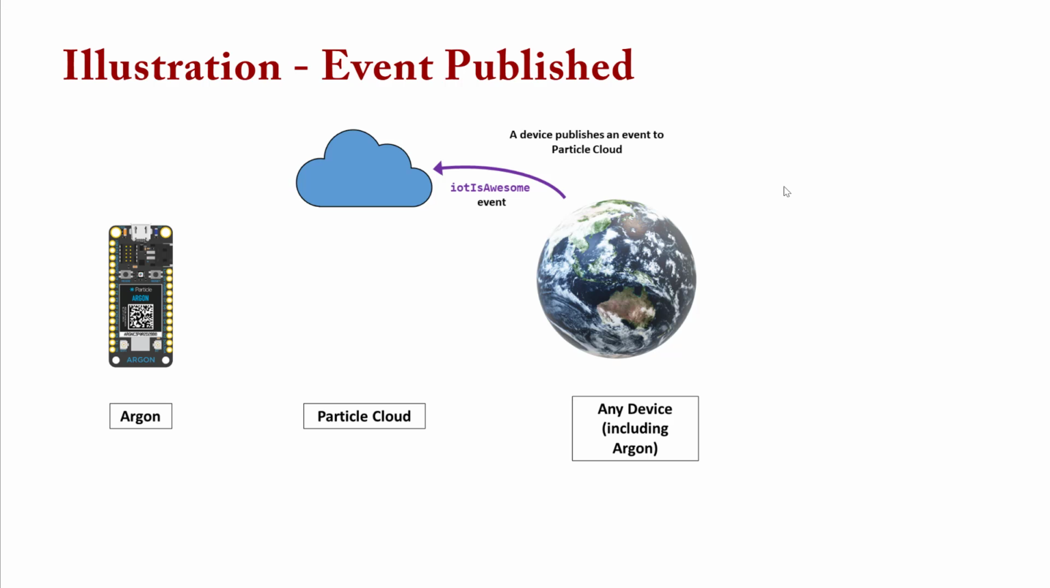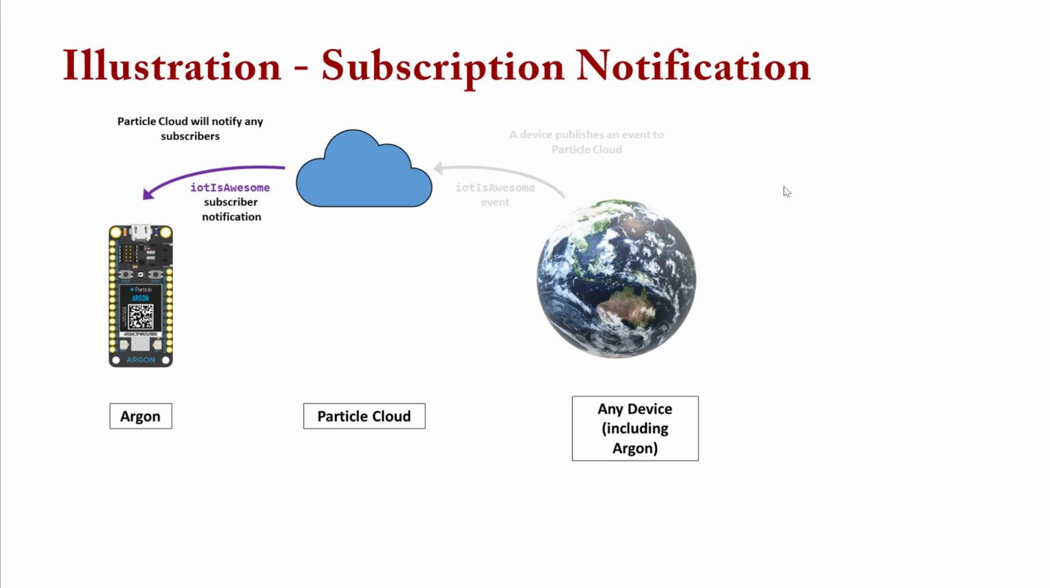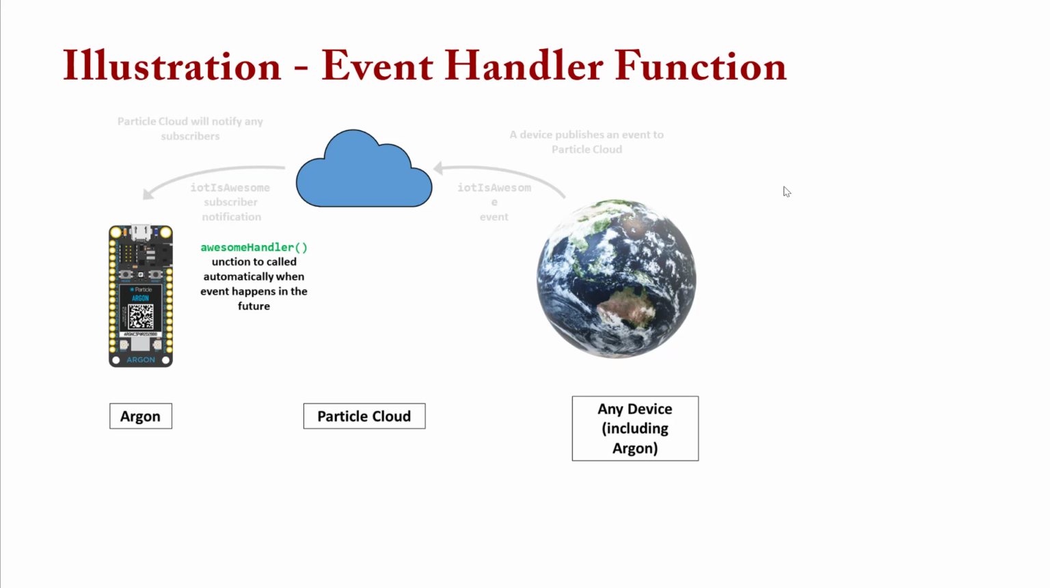Right? It could be your own device. It could be another device. It could be your friend's device. Doesn't matter. It gets published to the cloud. The cloud then says, oh, who's listening for this event? It could be millions of devices, but its job is to notify all of those devices. And so it does. It sends a notification to all the subscribers. The Argon then automatically calls the function that it agreed to call ahead of time, which is, in this case, awesome handler. And that's the process of subscribing to an event.